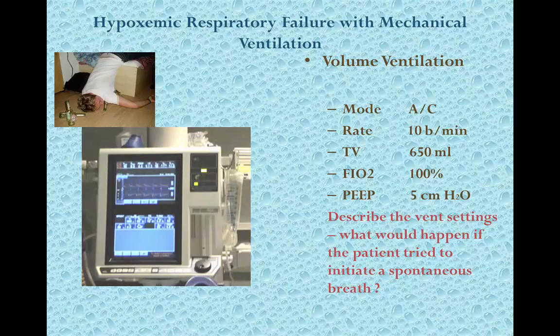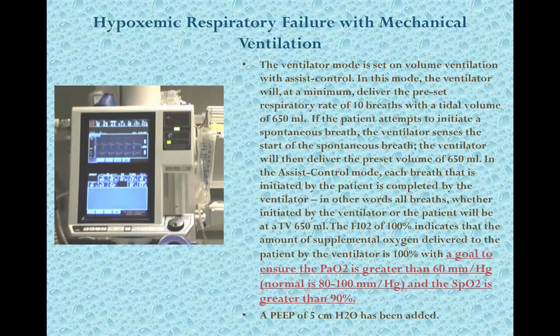This person was placed on volume ventilation in assist control mode with a rate of 10, tidal volume of 650, FiO2 of 100%, and PEEP of 5. So let's re-review the vent settings and then what would happen to this patient if he tried to initiate a spontaneous breath. As we reviewed in the previous presentation, we talked about the ventilator modes, or how this ventilator is communicating or reacting with the patient.